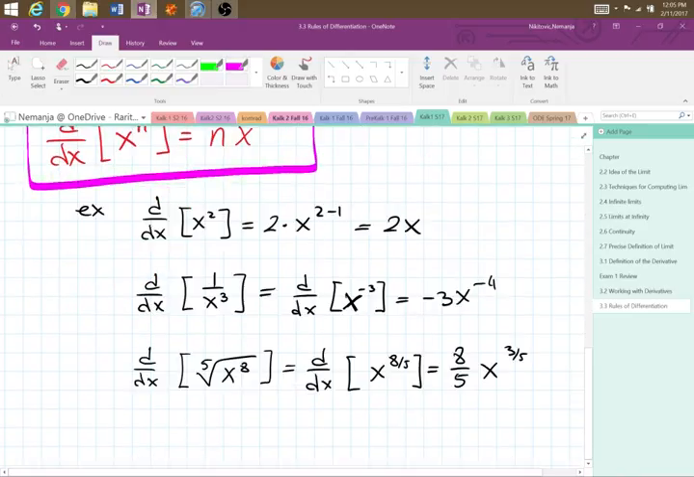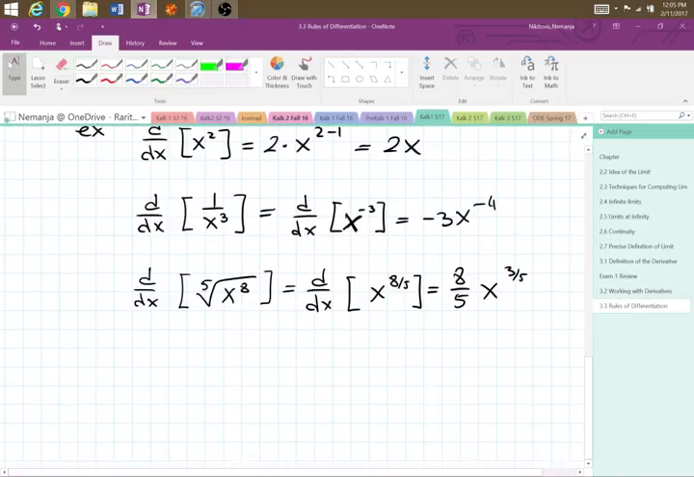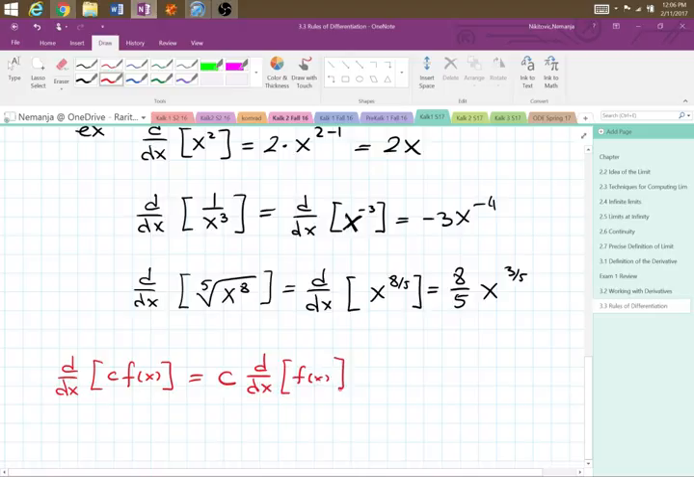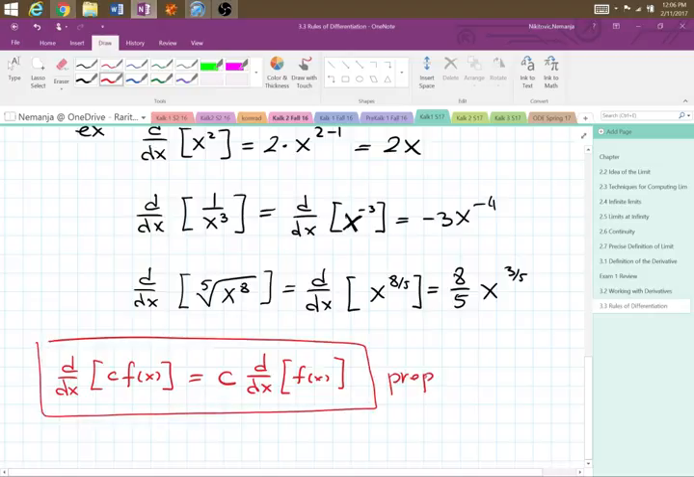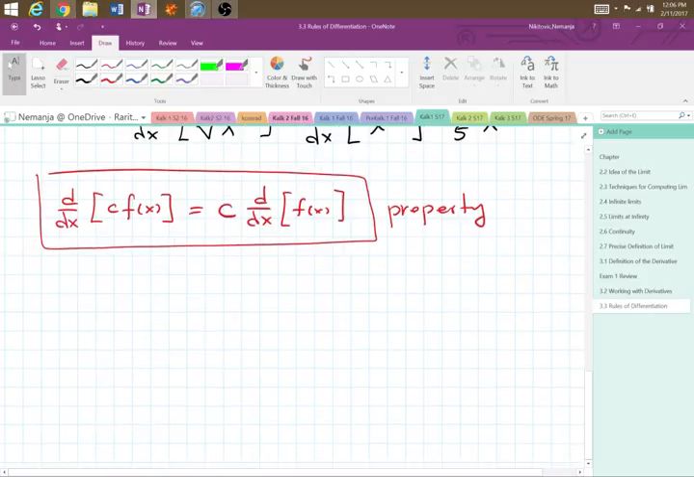Now, there are also some properties that I'm going to sneak in here and there. Here's one. If you are taking the derivative of a constant times the function, you can kick the constant out and just take the derivative of the function. It's a cool property. It's not a formula to find derivatives. This is something that helps you grind through the problem.